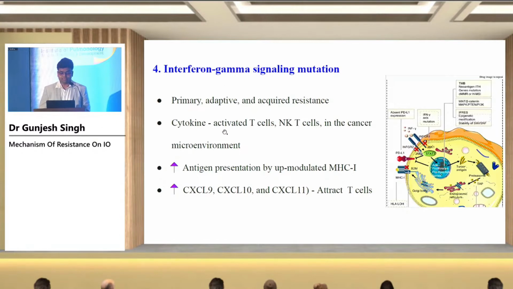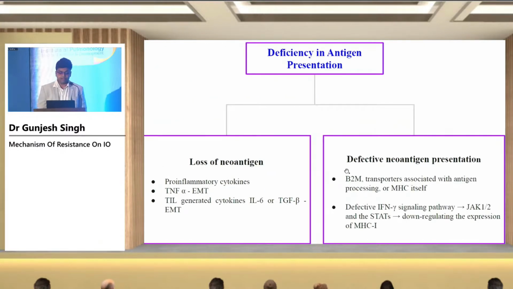So interferon gamma is a cytokine that is secreted by T cells and NK T cells in the tumor microenvironment. It increases antigen presentation by upregulation of MHC, and it also secretes CXCL9, CXCL10, CXCL11, which attract cytotoxic T cells in the microenvironment. Another intrinsic mechanism of resistance is deficiency in antigen presentation. So we have seen the loss of neoantigen. Loss of neoantigen can occur because of pro-inflammatory cytokines such as TNF alpha, or tumor infiltrating lymphocytes secreting interleukin 6 or TGF beta, and these can lead to loss of neoantigen.